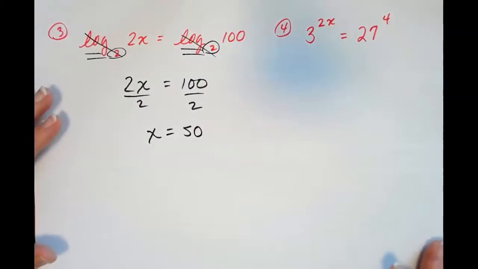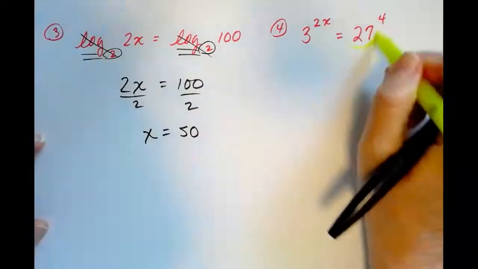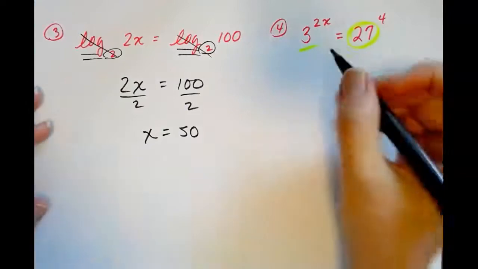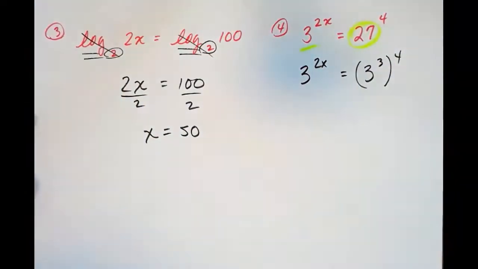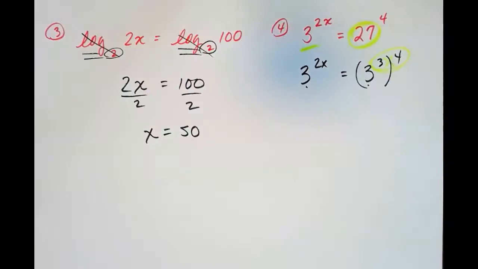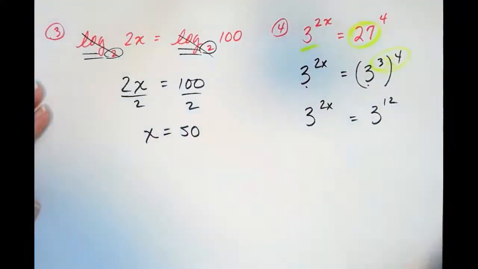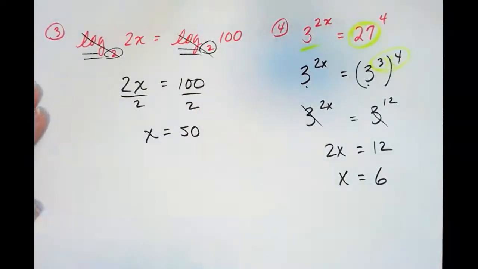We're going to utilize the same base in number 4, but first we need to make it have the same base. And what we're going to do here is realize that 27 is a power of 3. So we can make an equivalent substitution here. So we've got 3 to the 2x equals 3 to the third to the fourth. So now we have like bases. Use the power property from Algebra 1 and multiply those exponents together, and we get 3 to the 2x equals 3 to the 12th. Drop the bases by the one-to-one property. 2x equals 12, x equals 6.